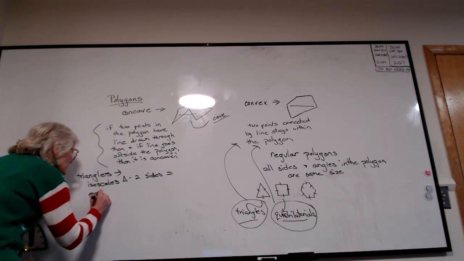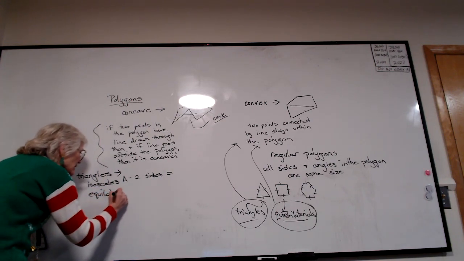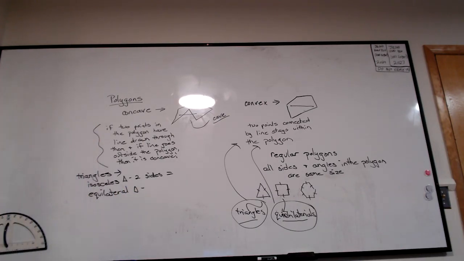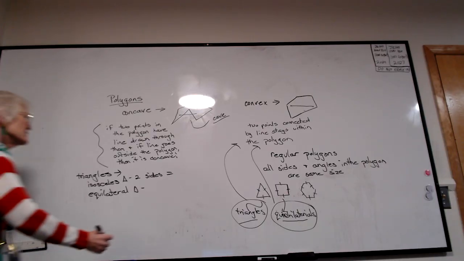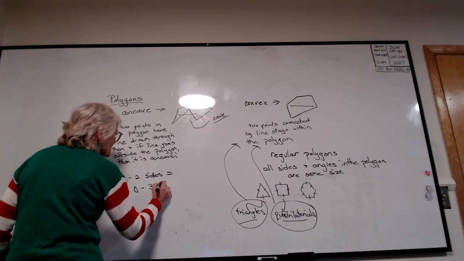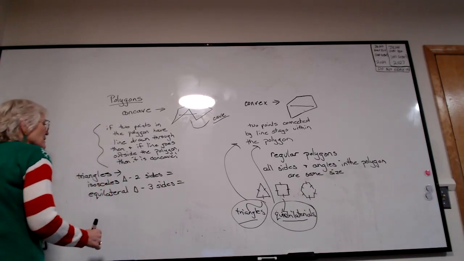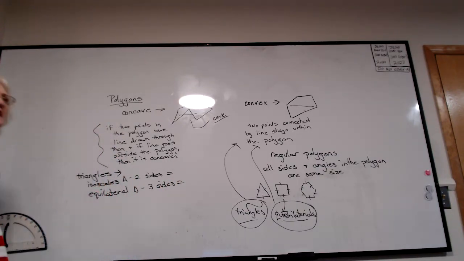Equilateral, I just talked about that. How many sides are equal on an equilateral? All of them. All three sides are equal. Well, what would be the other one that goes along with that when no sides are equal? Somebody remember the name of that?